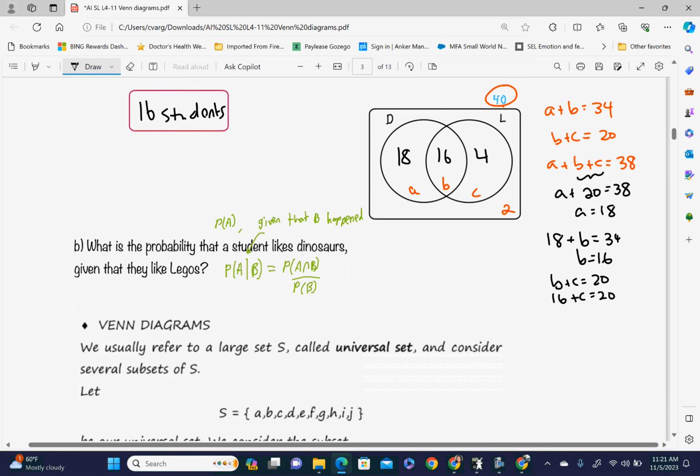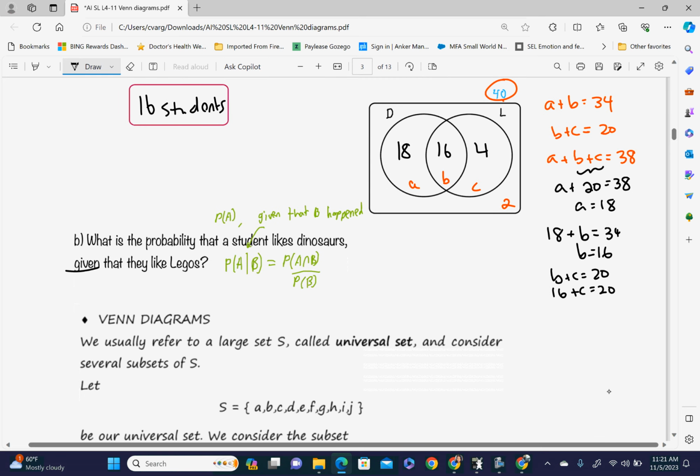Now it asks what is the probability that a student likes dinosaurs given they like Legos. Remember our formula: the probability of dinosaurs and Legos over the probability of the second one, which is Legos. Now it's a matter of plugging in. The probability of liking dinosaurs and Legos is 16 out of 40, over the probability of liking Legos, which is 20 out of 40.